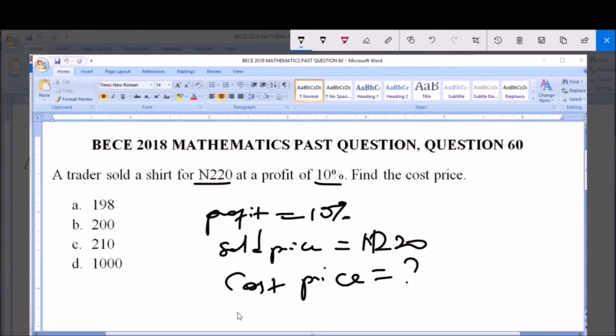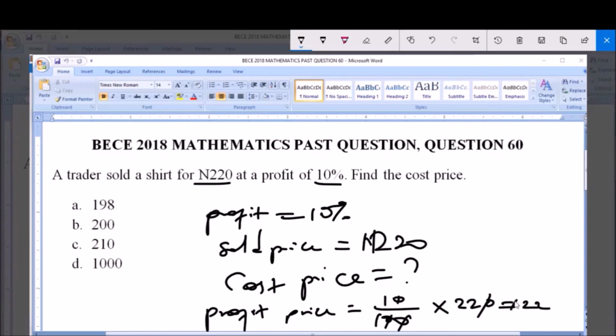So therefore, to find it, the profit price will be equal to 10 all over 100. Remember, it's in percentage, multiplied by 220. So this 0 will cancel this 0 here, this 0 will cancel this 0, and we have what?